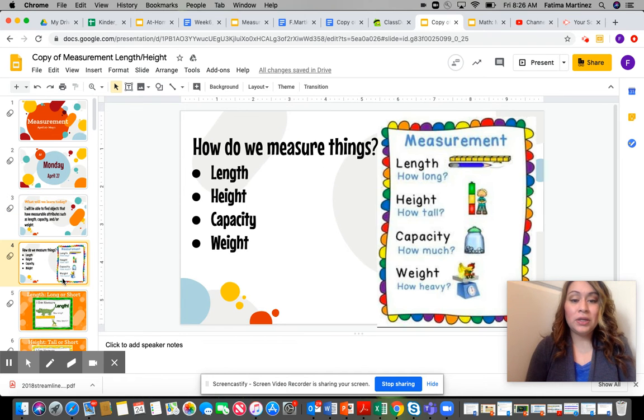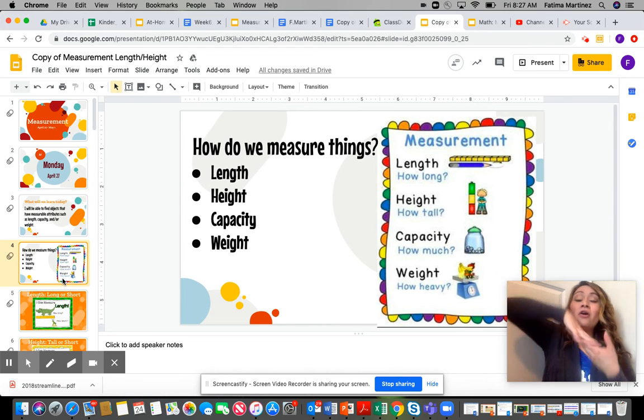Now, let's go in to how do we actually measure things. So, how do we measure things? Well, there's different ways for you to measure things. For example, you can measure things by their length. Length is usually like how long something is, how long my arm is. That's a length. You can also measure things by height, how tall or how short something is, the height of someone.